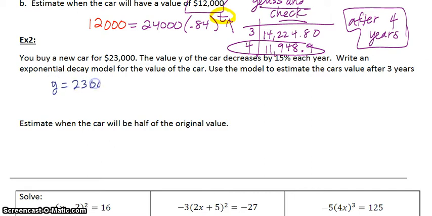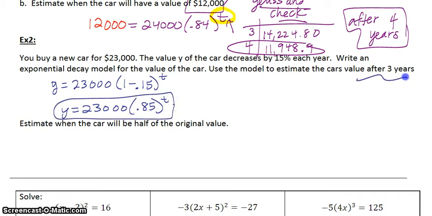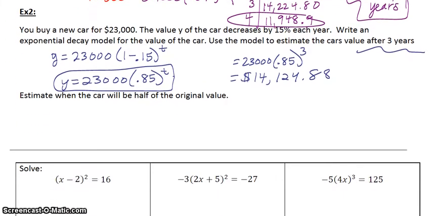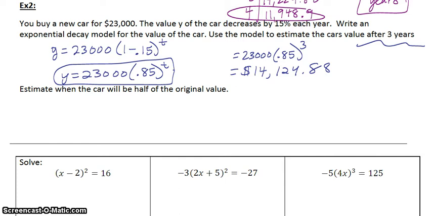I'm going to plug in my value, and I want to this time decrease by 0.15. So my final answer for my model ends up being like this. I want you to plug in 3 now and see what you're getting for your answer. Check your work, but you should have approximately 14,124.88.